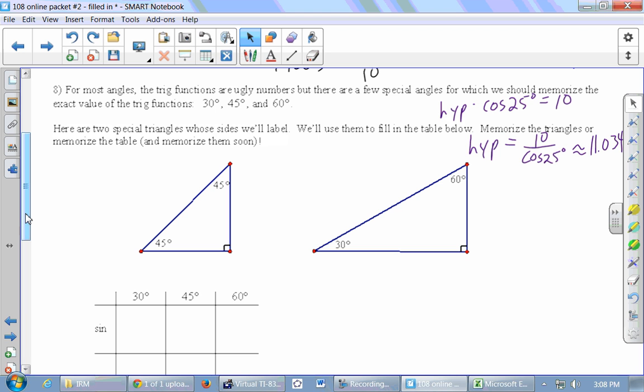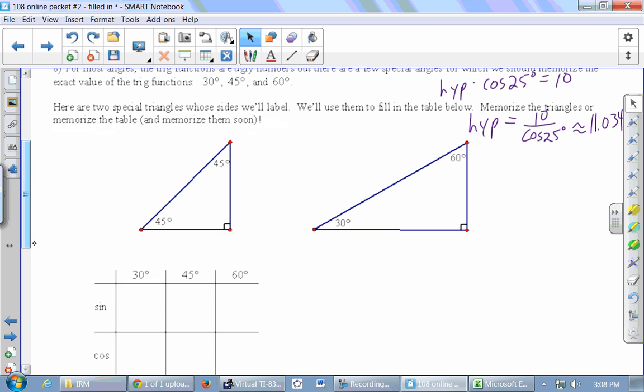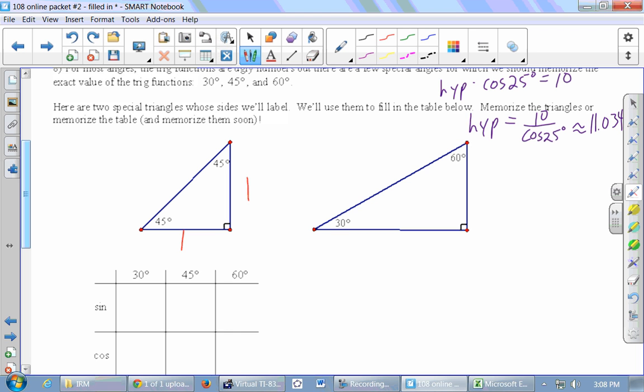So here are two special right triangles, the 45, 45, 90, and the 30, 60, 90. And we're going to label the sides. So these are some numbers that I have memorized. The 45, 45, 90 triangle has sides 1 and 1, and the hypotenuse is square root of 2. I don't know what to tell you in terms of memorizing it, but it's something that I've memorized.